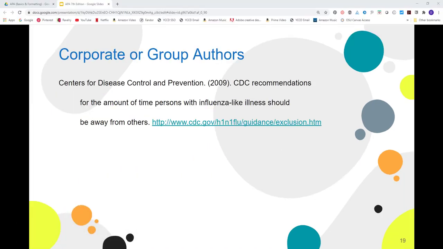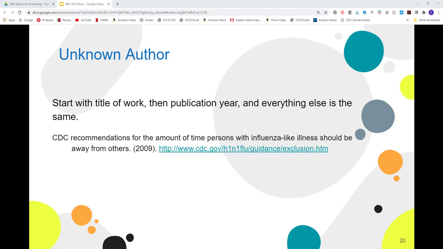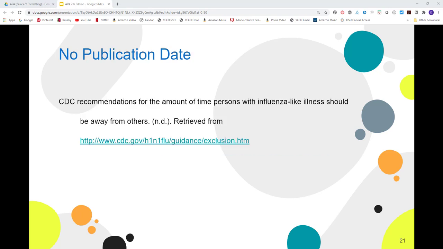Some sources will not include a specific person who authored the content, but an organization. If there is no person, you would begin the citation with the organization. If no author can be found, you can also start your citation with the title listed instead. Some sources do not include a publication date for content. If you cannot find a date specifying when the content was created or revised, you can use an N period D period to indicate no date.